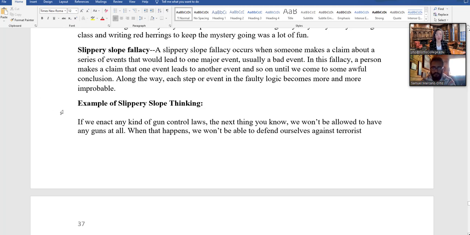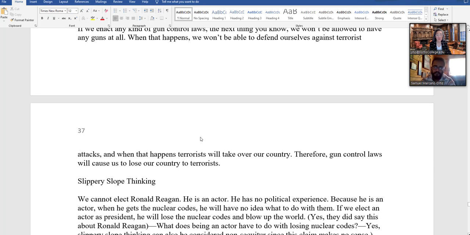So if we enact any kind of gun control, the next thing you know, we won't be allowed to have guns at all. When that happens, we won't be able to defend ourselves against terrorist attacks. And when that happens, terrorists will take over our country. Therefore, gun control laws will cause us to lose our country to terrorists. That's slippery slope.